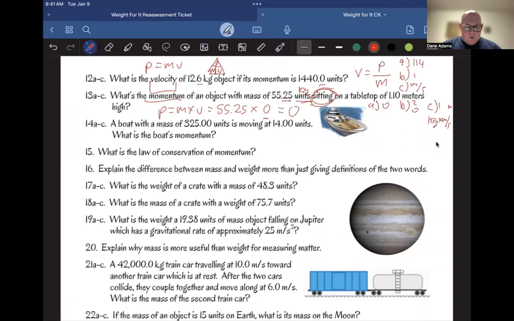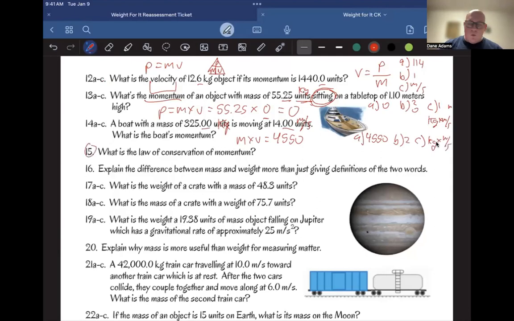Number 14, a boat with a mass of 325.00 units is moving at 14.00 units. Again, we can assume that this unit of mass is kilograms and this unit of velocity is meters per second. What's the boat's momentum? Mass times velocity. 325 multiplied by 14 equals 4,550. So part A, 4,550. Part B, looks like we can have 2 decimal places. And part C, kilograms times meters per second.